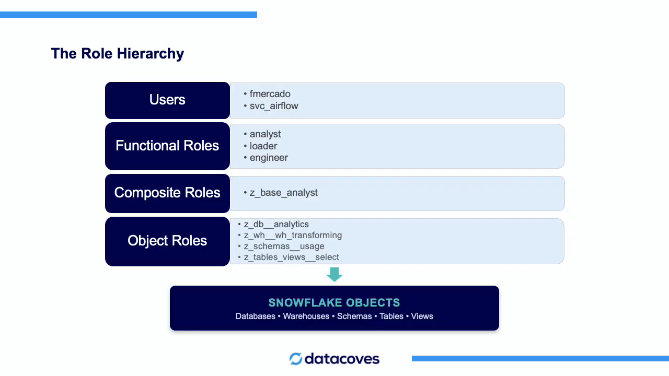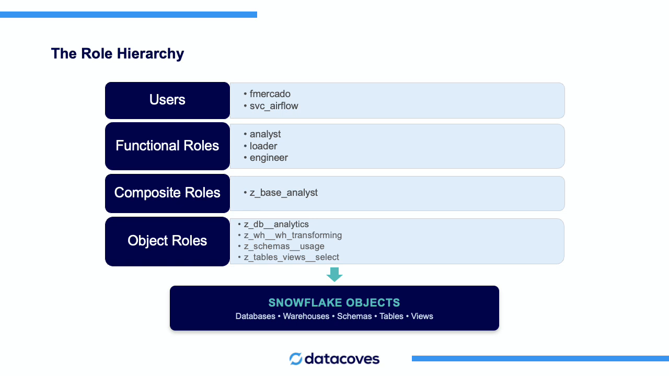Before we touch any YAML, let me show you the pattern. The idea is to never grant privileges directly to users. Instead, you build a hierarchy. At the bottom, object roles. 1 role per Snowflake object, 1 role per database, 1 per warehouse, 1 per schema. Each one grants exactly the privileges needed on that single object.